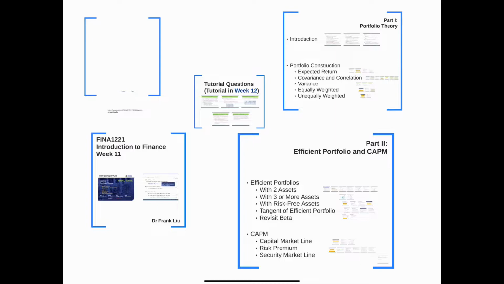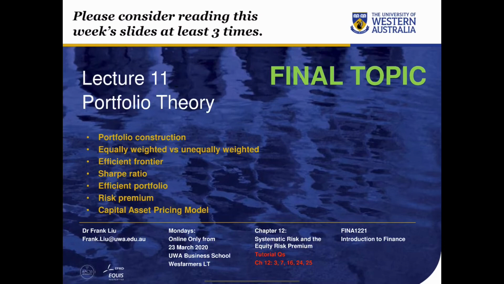Today, we'll go through our final topic, portfolio theory. Interestingly, as we'll see in the rest of the lecture today, portfolio theory is far from being the finale of the show. There's a lot to go through today, and I encourage you to consider reading this week's slides at least 3 times. We'll go through portfolio construction, looking at equally weighted versus unequally weighted portfolio, define an efficient frontier, learn how to calculate the Sharpe ratio, re-examine efficient portfolio and risk premium. Towards the end, we'll look at how we can derive the capital asset pricing model, or CAPM, again in the portfolio theory framework.